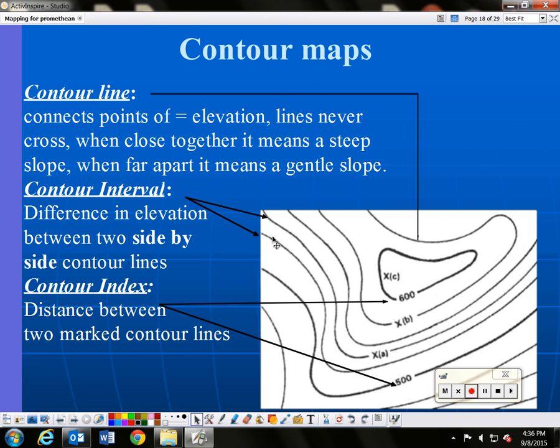Contour interval is showing these two lines that are directly next to each other. The contour interval is just the difference in elevation between two side-by-side lines. And the contour index is the distance between two marked lines. Like this one is 600 and this one is 500. So the difference between 500 and 600 is 100. So the contour interval is 100.